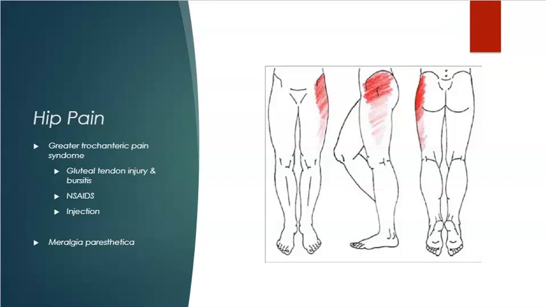Conversely, meralgia paresthetica is caused by compression of the lateral femoral cutaneous nerve from wearing tight clothing and presents with pain or paresthesias over the anterior superior iliac spine and the anterior lateral thigh, as depicted in red on these images. NSAIDs and avoiding constrictive clothing is the treatment.